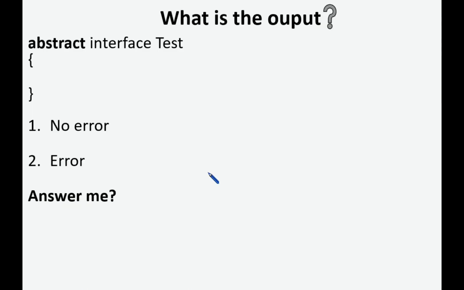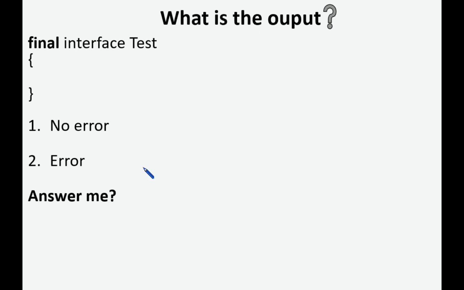So what is the output here? See this interface test. Here there is a prefix, namely abstract. There are two options for you. Option 1 is no error, whereas option 2 is an error. What is the answer? No error. Yes. So by default, an interface will be what? Abstract. So we are going to implement these interfaces in the subclass. So we can declare an interface like this.